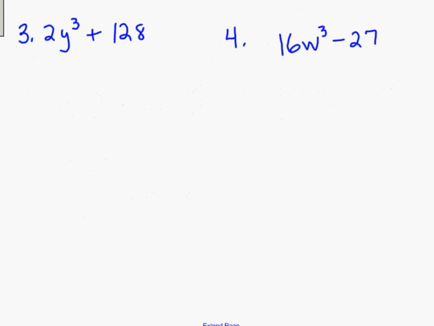Okay, for number 3, I've got 2y cubed plus 128. Okay, on this problem, just like every other factoring problem, the first thing I look for is a GCF, and 2 does divide into 128, so I'm going to factor out my common 2. That leaves me y cubed plus 64, since 128 divided by 2 is 64. So now, with 2 terms, remember that's how we decide what our next strategy is. We check our number of terms.